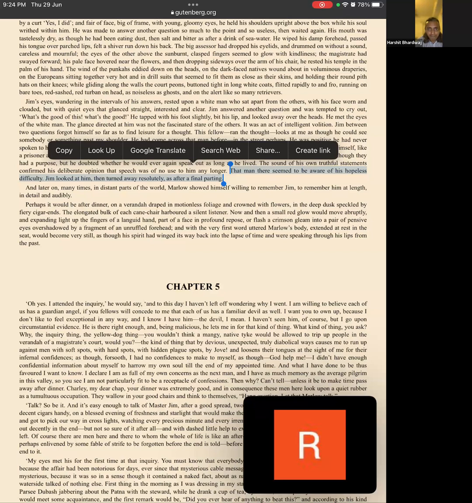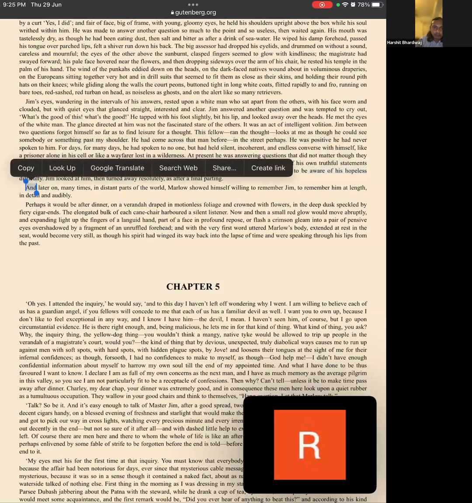So, chapter 5 onwards, this is how the story was told. To read this sentence: "Many times in distant parts of the world, Marlowe showed himself willing to remember Jim, to remember him at length, in detail and audibly." So Jim became the topic of Marlowe's gossips in various parts of the world, in various settings with various people. That's how the rest of the book comes to us.